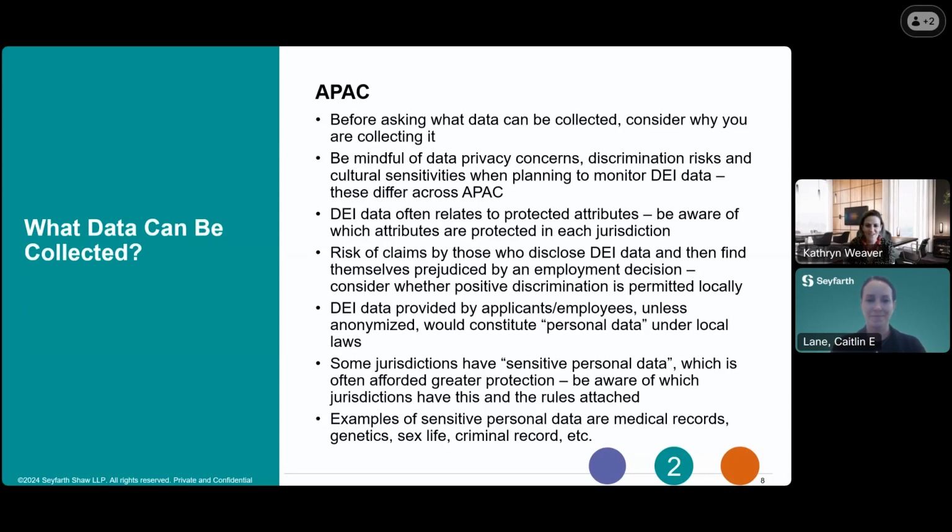Caitlin, I know that some of the jurisdictions in EMEA also distinguish between personal data and sensitive personal data. Can you share a bit more on that, and also just generally on what data can be collected in EMEA?